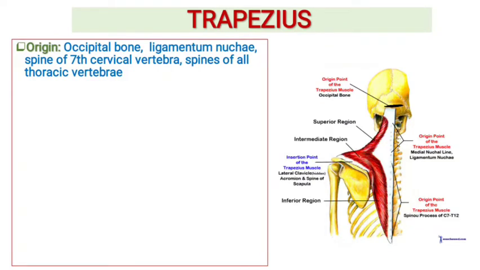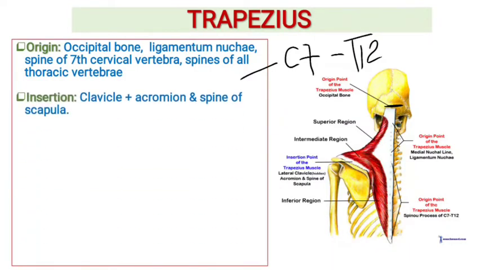So your ligaments will be discussed in the lecture, but essentially the ligamentum nuchae is found more on the cervical aspect of the spine. Then you have the spine of the 7th cervical vertebra and the spines of all the thoracic vertebrae. So that's basically telling you C7, the spine of C7 and until T12. Okay, what about the insertion? So your trapezius muscle inserts on your clavicle, on your acromion, as well as the spine of your scapula.